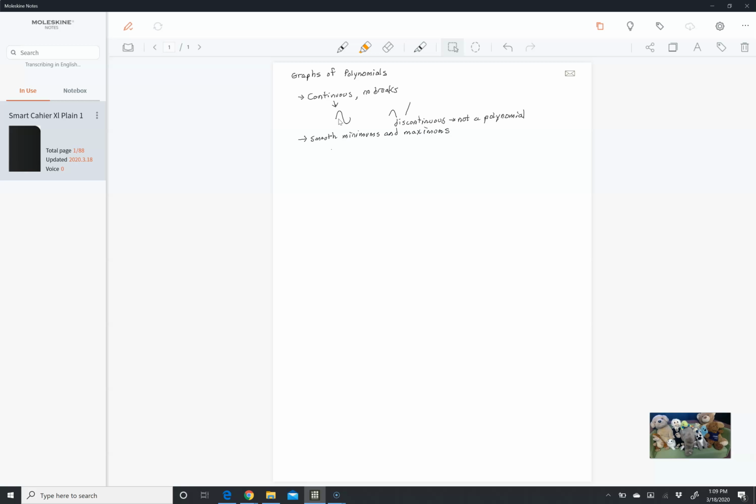So we have smooth minimums and maximums. An absolute value, if you remember, looks like a V. This would be y equals absolute value of x. This is not smooth. Absolute value is not a polynomial.